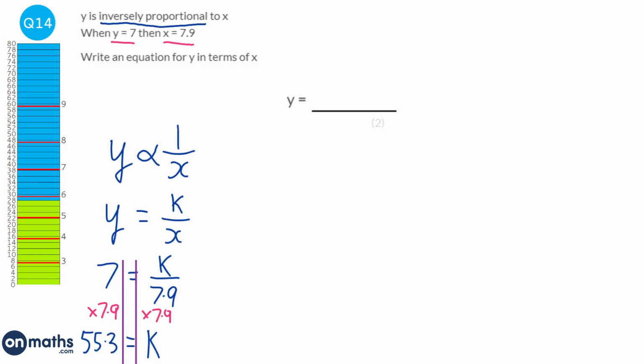So I'm just going to rewrite this formula here, but instead of k, I know that it's going to be 55.3. So our answer is y equals 55.3 over x.